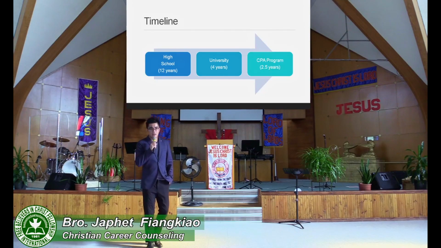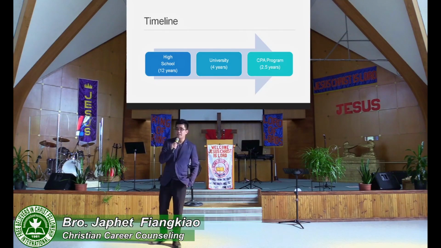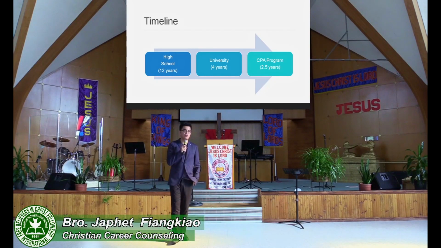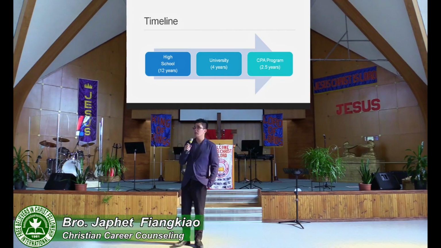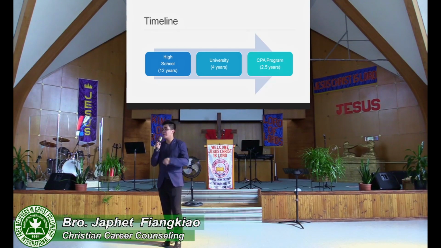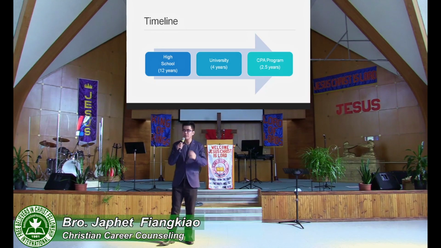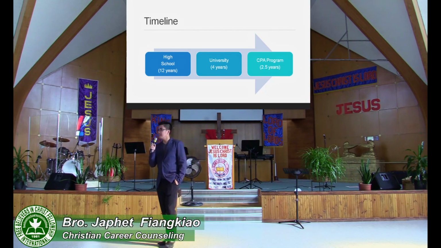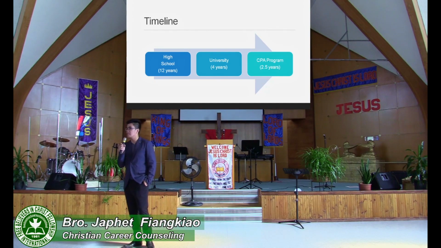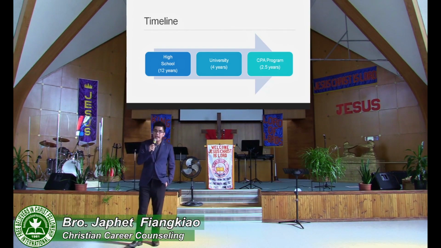So for any of you who are interested, I guess that's a little too small. Can you guys read that? Yeah, maybe. But the timeline, if you want to be an accountant. So first, you have to finish your high school. This is the regular timeline, right? You have to go to university to get your bachelor's and major in accounting. That takes 4 years. And then get into the CPA program, which is about 2.5 years.